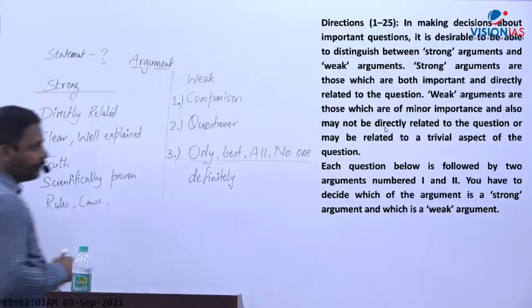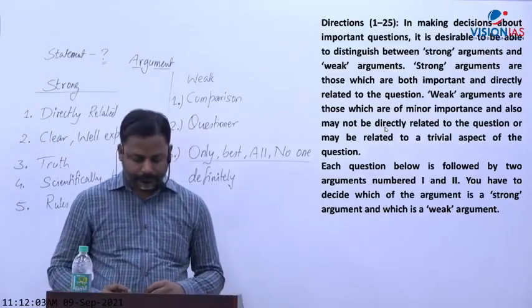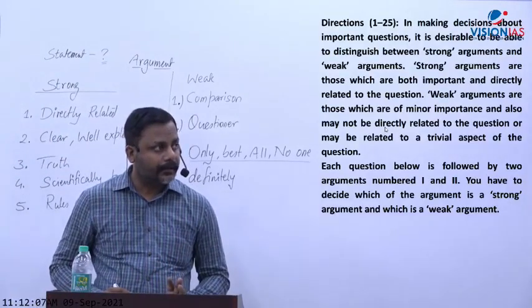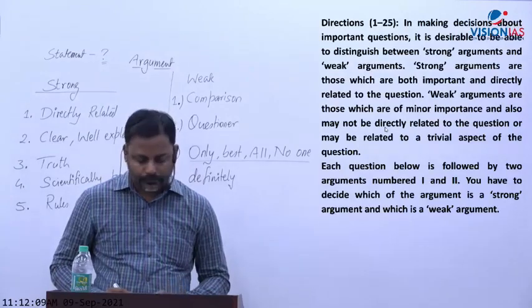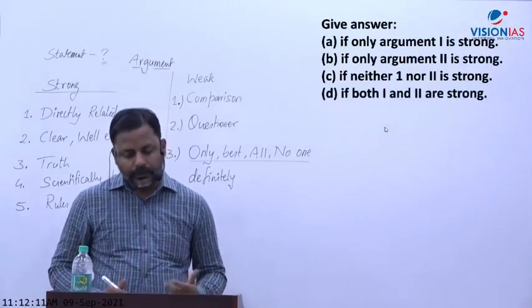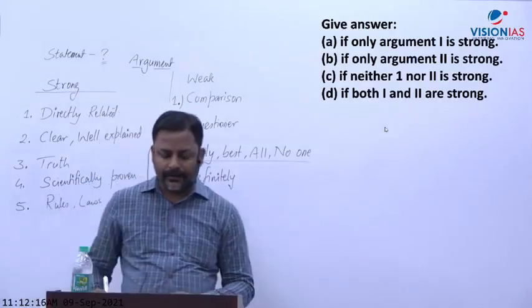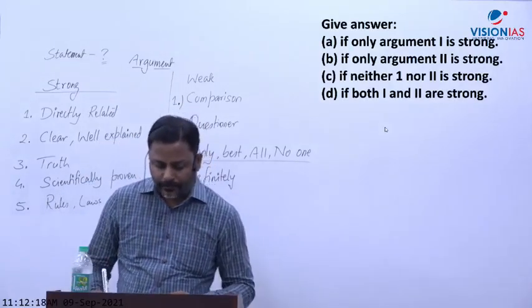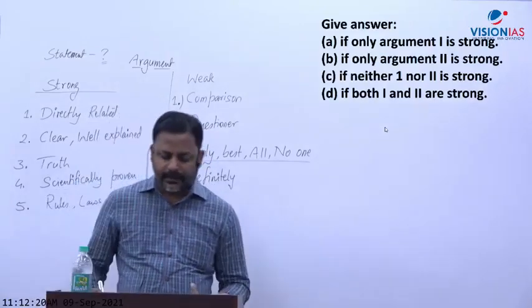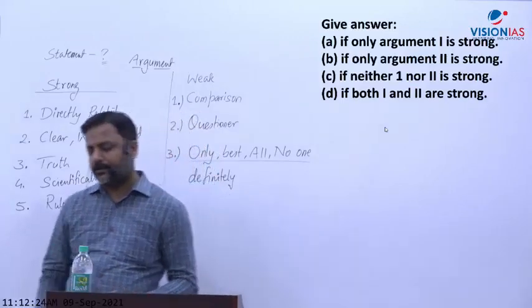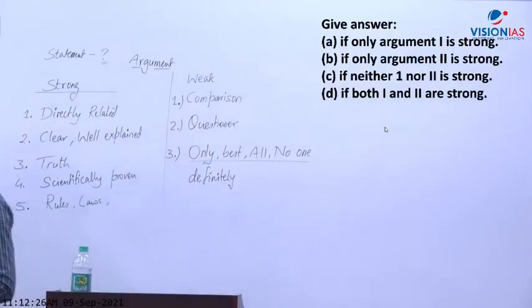So let's start with the questions now. Any doubt? Does anyone want to ask anything else? No. So these are basically the 4 options. We have to select any one: if only argument 1 is strong, if only argument 2 is strong, if both the arguments are strong, or if neither 1 nor 2 is strong.